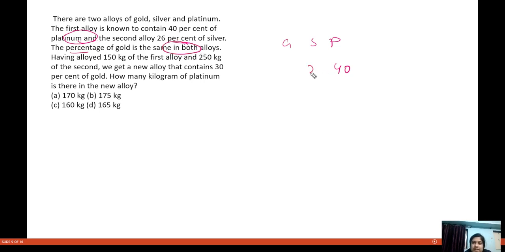Then it is saying it has 26% of silver. So put 26% of silver here. What is left? So this is 66%. The left is 34%. So we put 34% here. Okay, and similarly, the percentage of gold is same in both alloys.